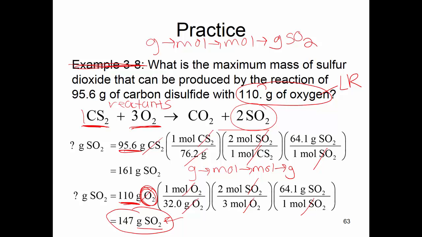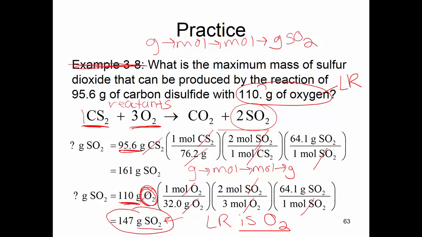Oxygen is our limiting reactant, and we can only produce 147 grams of SO2. We can't form 161 grams of product because we run out of oxygen. And so you can only make as much as you have of both of your reactants. So the answer here is that the maximum mass of sulfur dioxide we could form would be 147 grams. And if this asks what was the limiting reactant, the limiting reactant is oxygen.